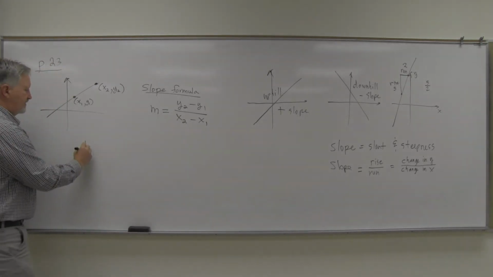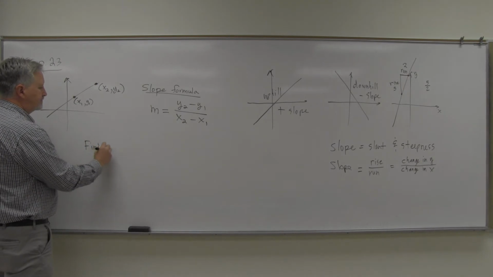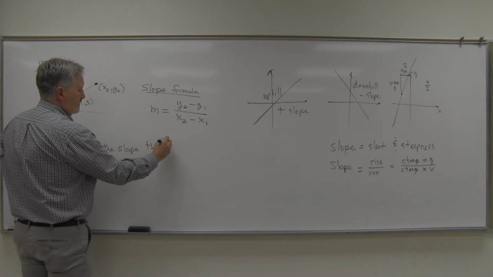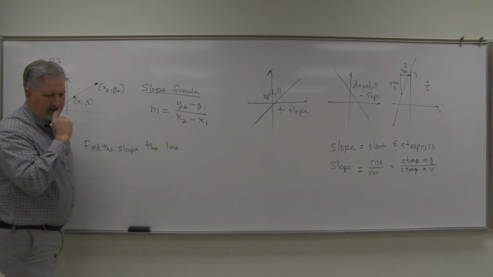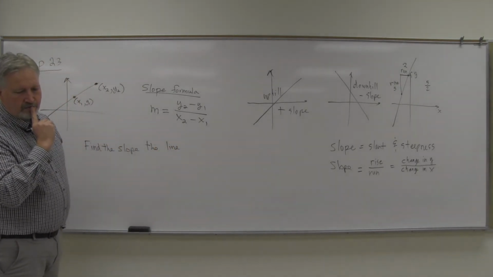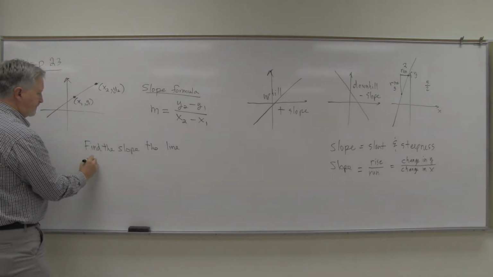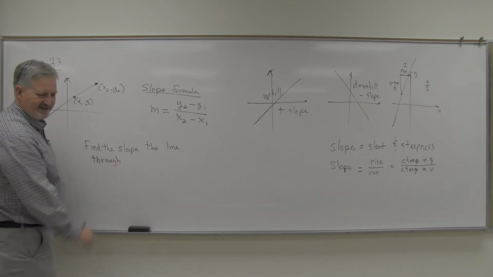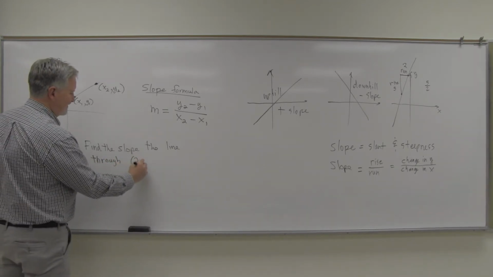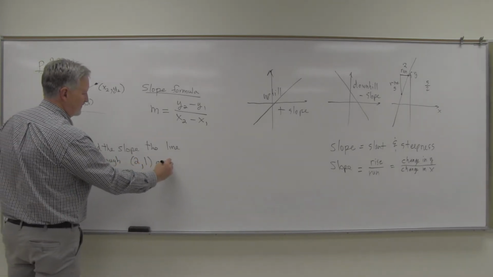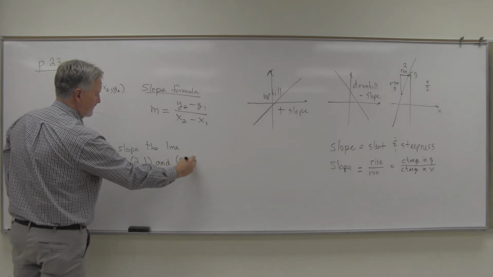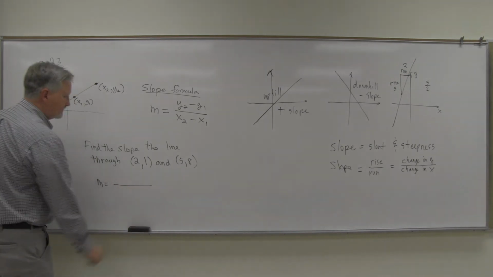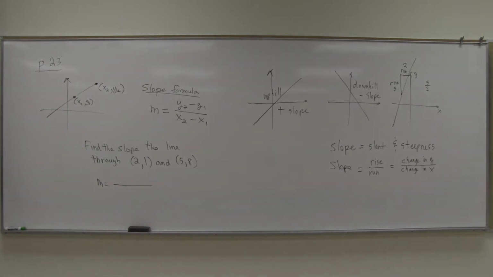So let's find the slope of the line. This one's not in the book here, but find the slope of the line. Let's see, I was going to do 2, 1, and 5, 8. Slope of the line that goes through 2, 1, and 5, 8. Well, it's just a matter then of plugging into that formula.